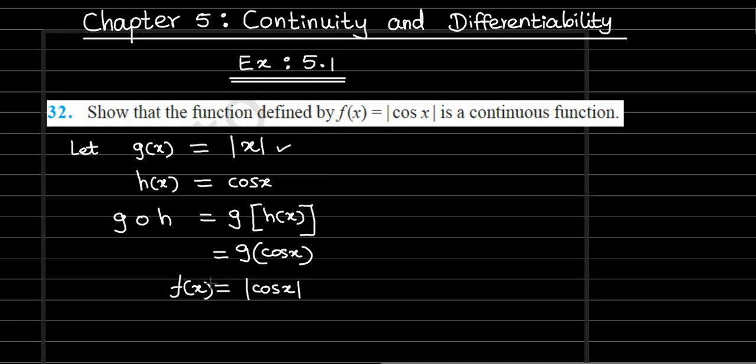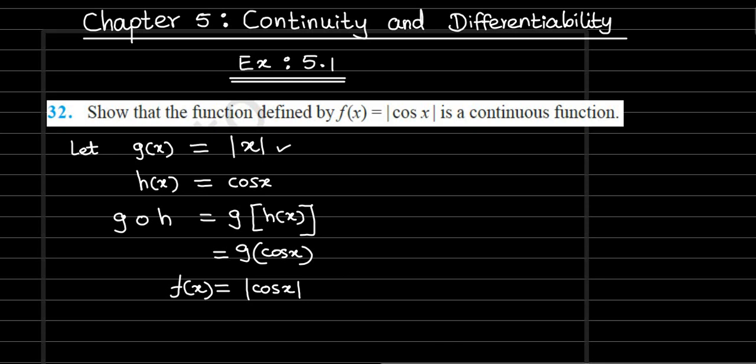We have one property of continuity: the combination of two continuous functions is also continuous. So we are going to prove individually that g(x) is continuous, and that h(x), that is cos x, is continuous. Then we say that since g(x) and h(x) are continuous, g(h(x)) is also continuous. g(h(x)) is f(x), so f(x) is continuous.